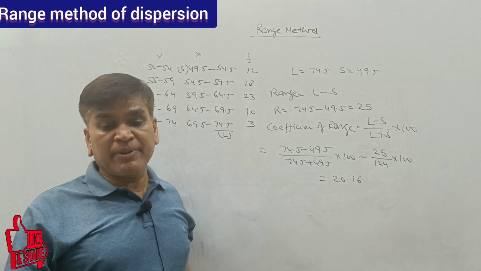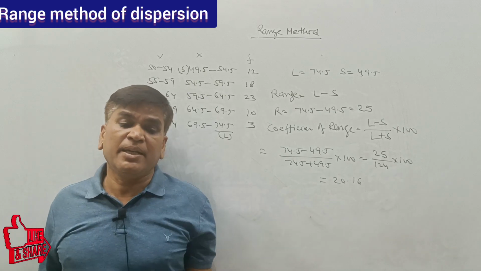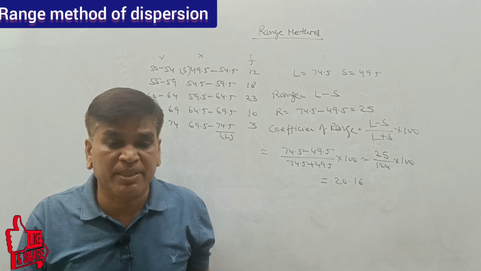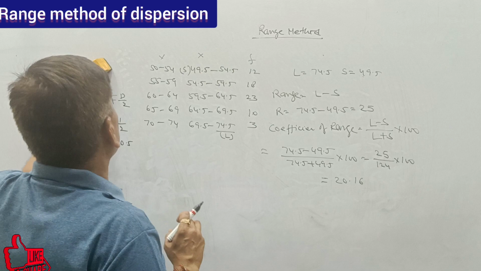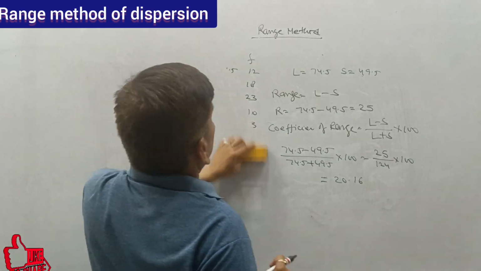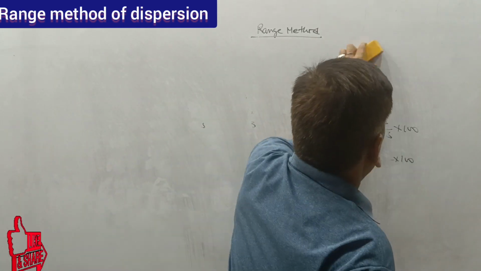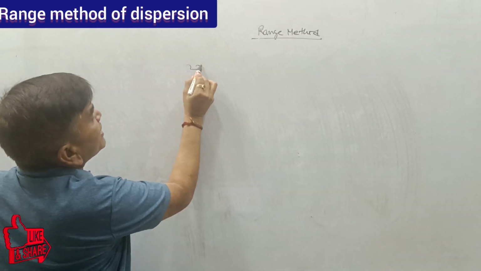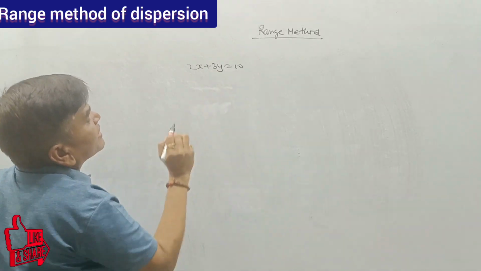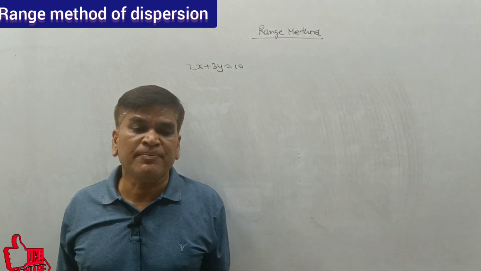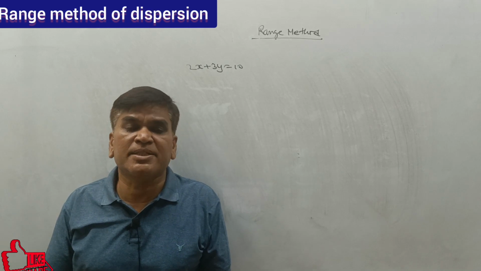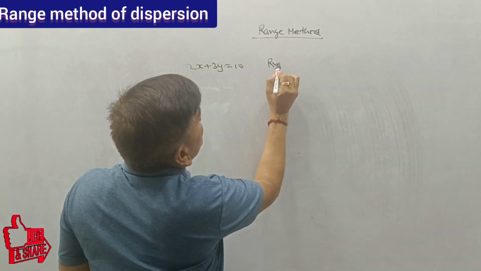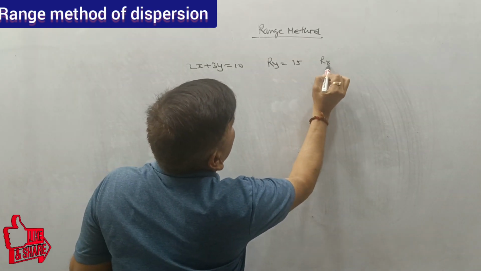Now if we are given the relationship between x and y and the range of y is given, then we can calculate the range of x. Here is another question. Suppose we are given 2x plus 3y is equal to 10. The relationship between the x and y series is 2x plus 3y is equal to 10, and the range of y is given as 15. Then what will be the range of x?